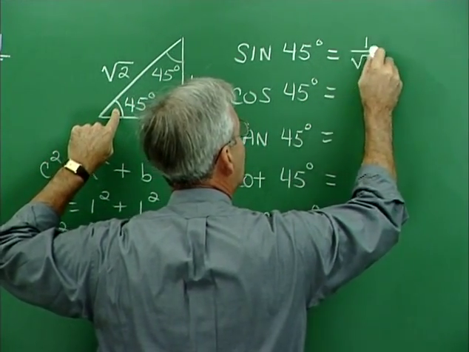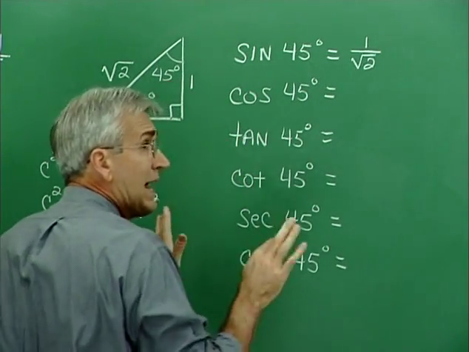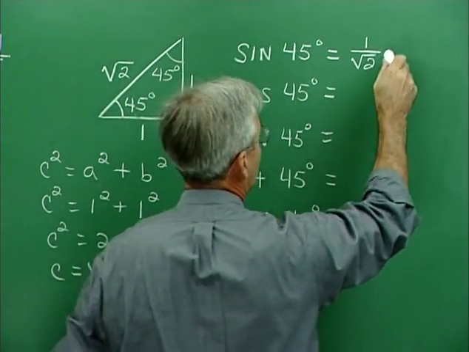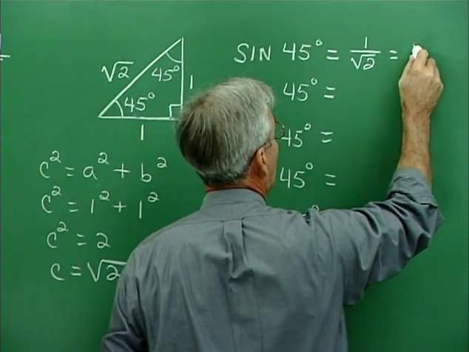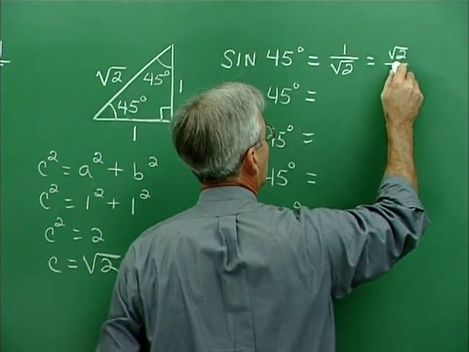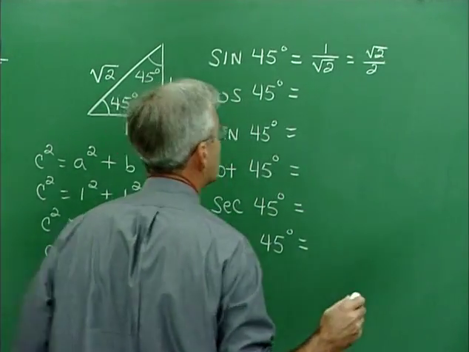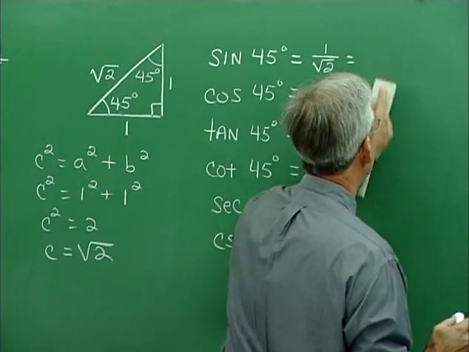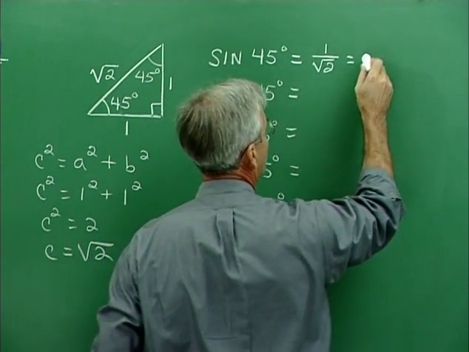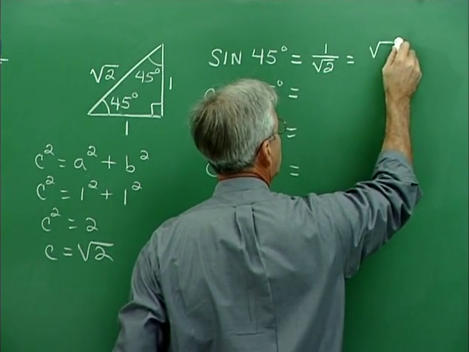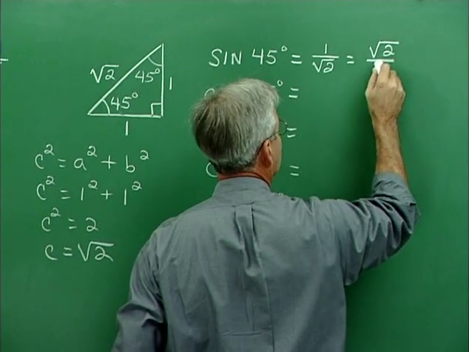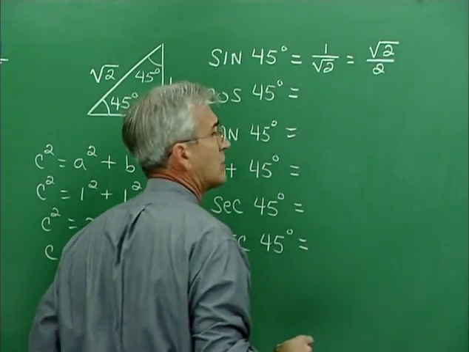This is 1 over the square root of 2. Now, we may use it like this, or we may end up rationalizing. And if we rationalize, that's okay. It would be the square root of 2 over 2. So we could write it like that. It really depends on the preference of your teacher. This is technically more correct to write it in rationalized form.